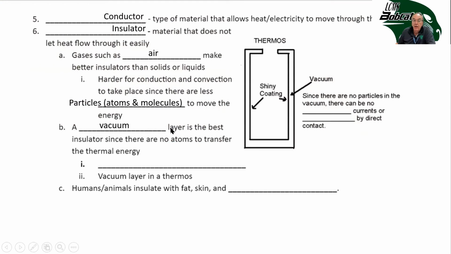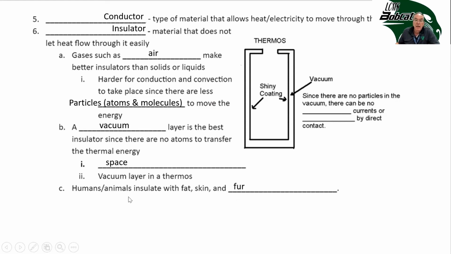The vacuum layer is best. It's one of the best insulators since there are no atoms to transfer energy at all. Space is an example of a place where there's a vacuum and there are no particles to transfer energy. So remember, with convection, the matter expands and it rises. And with conduction, it's particle to particle. So if you can get rid of the matter, then you can't conduct or convect.